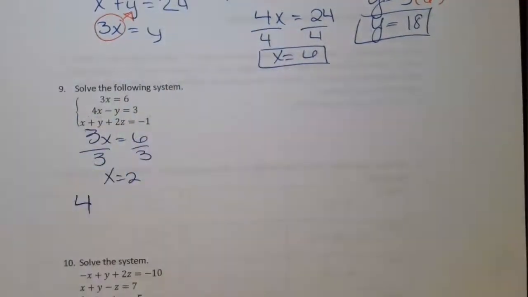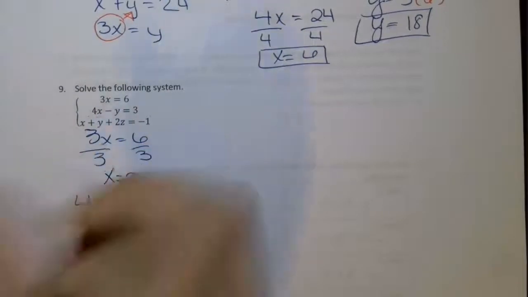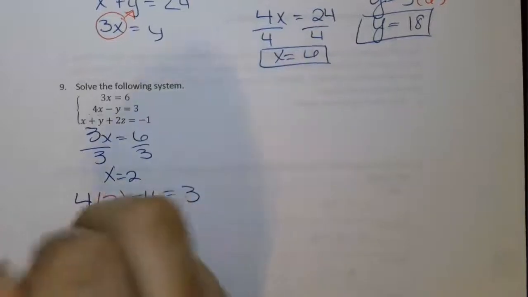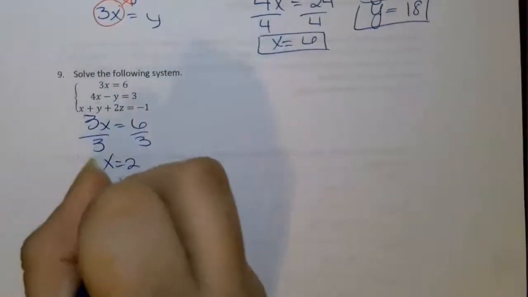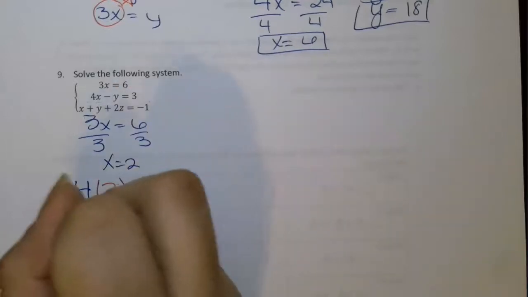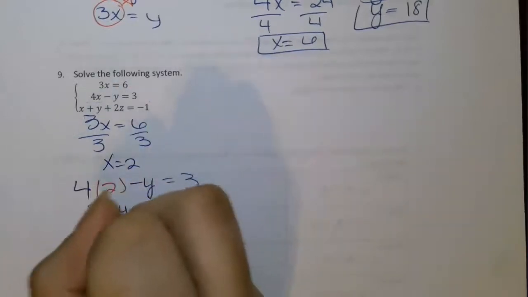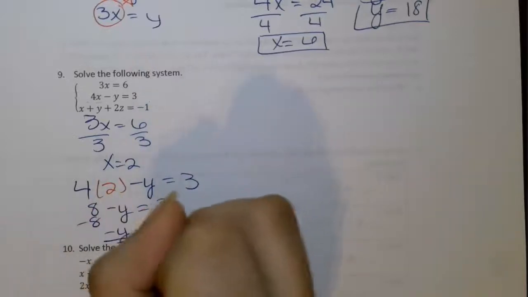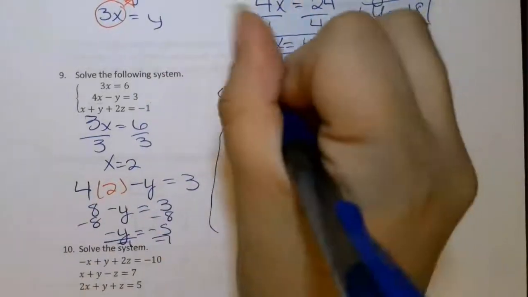So then I'm going to take my x equals 2 and plug into the second equation right there. So I have 4 times 2 minus y equals 3. 4 times 2 is 8. Then I want to get the 8 over to the other side. I have negative y equals negative 5. Divide both sides by negative 1. I get y equals 5.